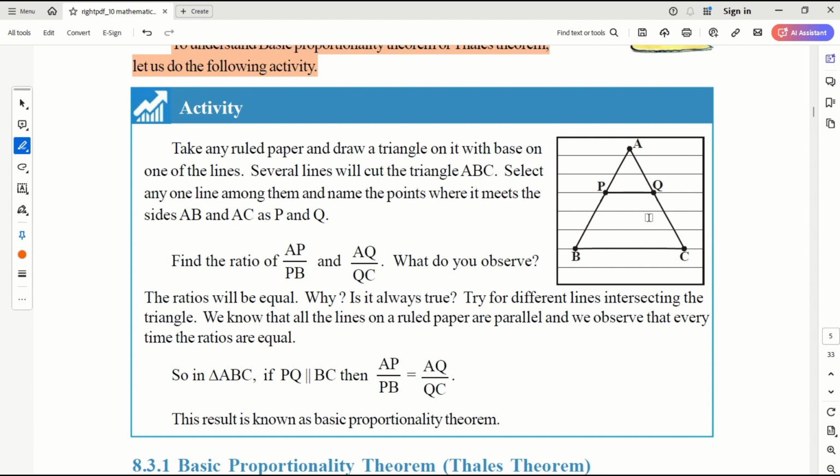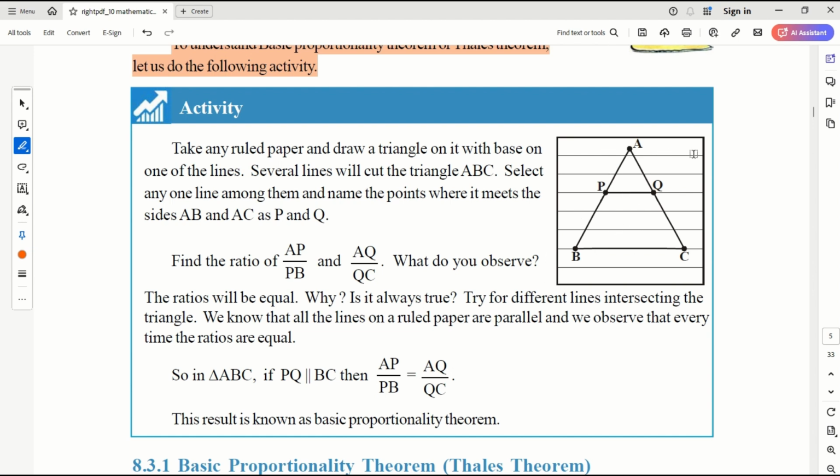PQ is parallel to BC. There are two triangles, APQ and ABC. What happens with AP by PB and AQ by QC? If you measure them, they will actually be the same. The ratio will be the same: AP by PB equal to AQ by QC. Because PQ is parallel to BC, all the ratios will be the same.